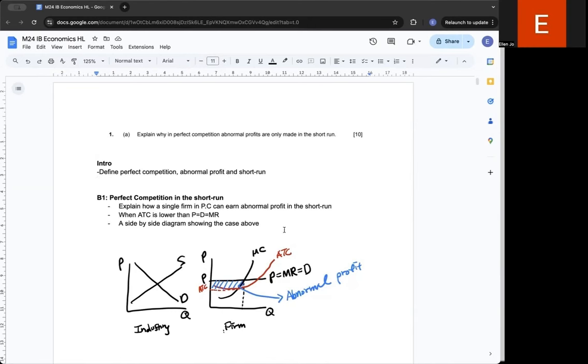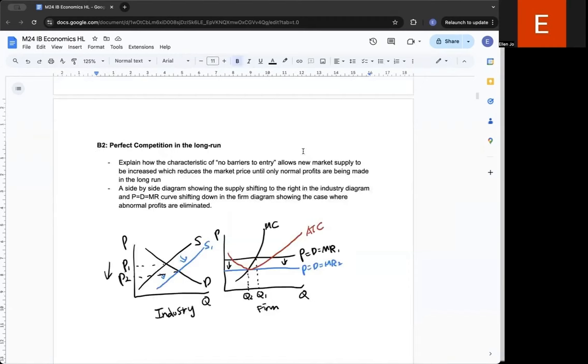Specifically, the analysis can delve into the way how a single firm in perfect competition can earn abnormal profit in the short run. When its average total cost is lower than its price, it can earn abnormal profit, and such can be illustrated with a side-by-side diagram, as you can see below.